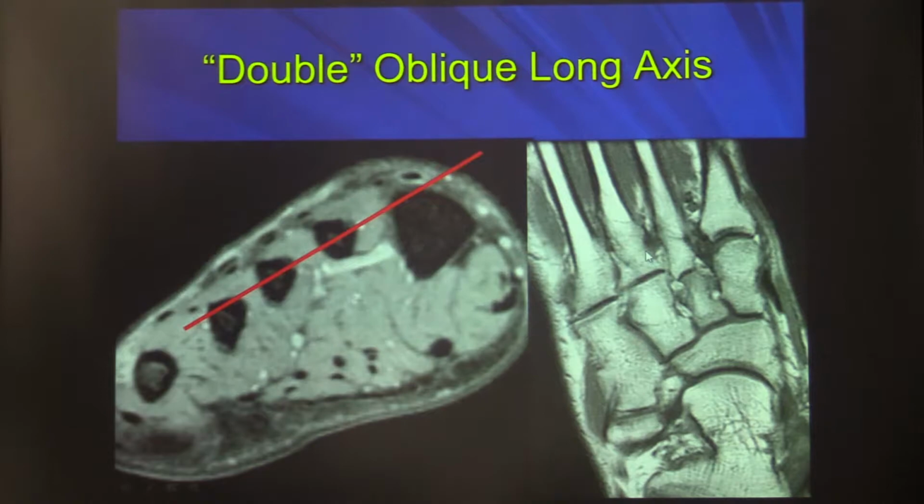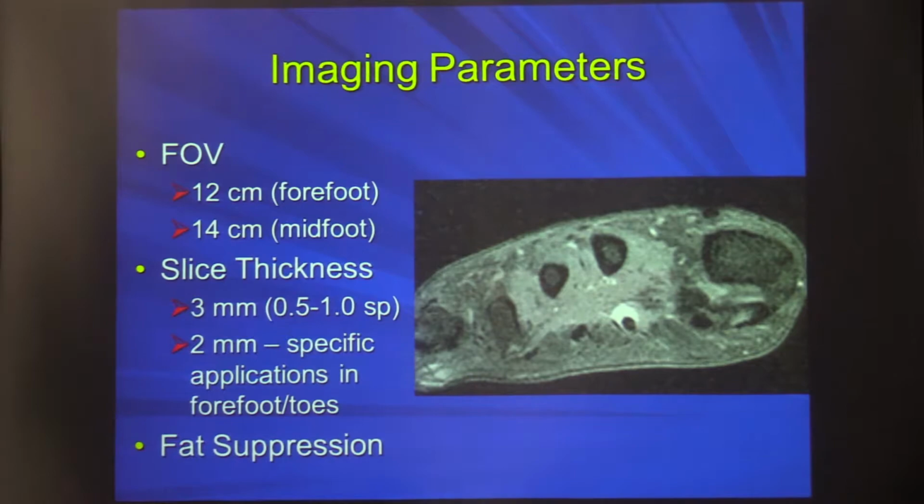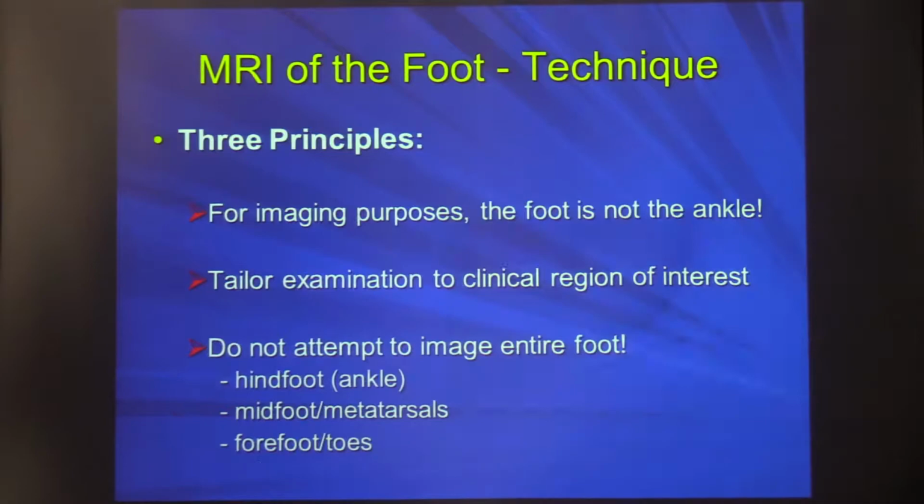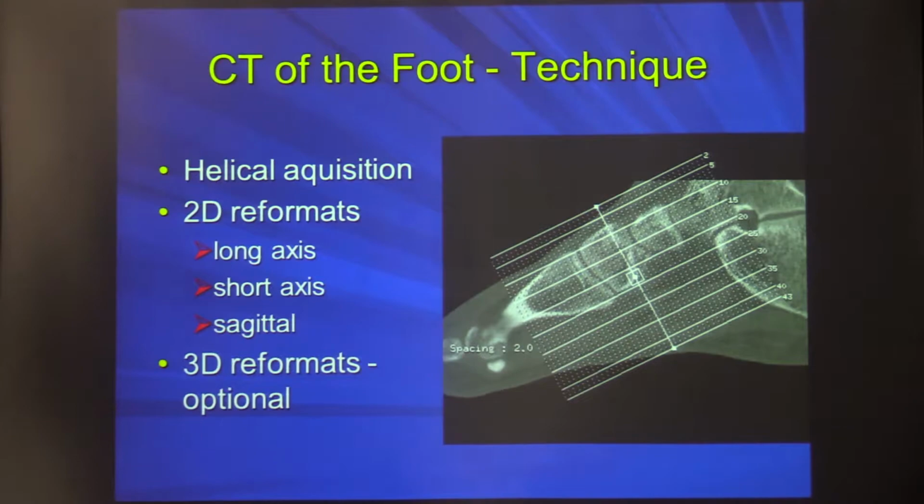I won't spend a lot of time on imaging parameters. Field of view, obviously small. 3 millimeter sections, and in the forefoot in particular, if we're dealing with plantar plate or turf toe, 2 millimeter sections are critical. The judicious use of fat suppression with fluid sensitive sequences is important. Helical CT of the foot, same thing. Imaging planes will be the same, long axis and short axis, and in some cases, the orthopedic surgeons prefer that 3D reformats, either surface and or volume rendered, are useful for their applications.